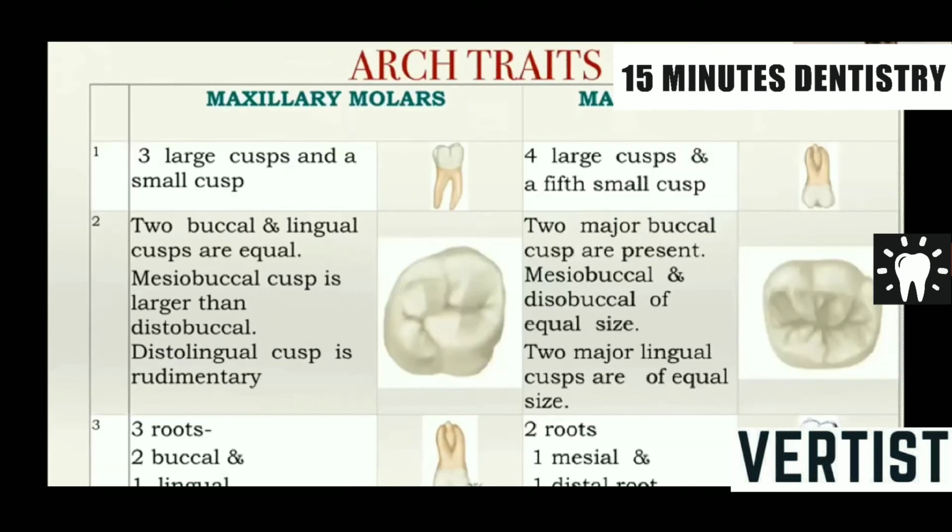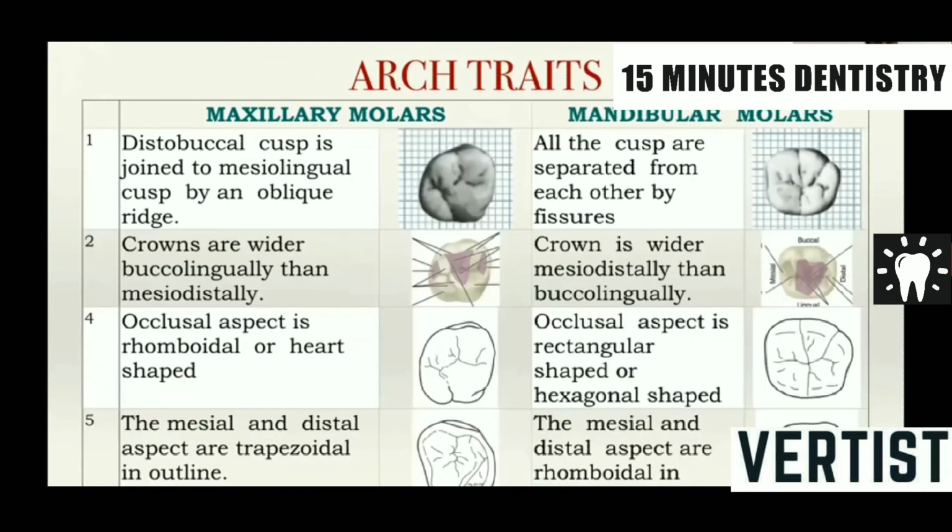Arch traits, maxillary and mandibular molars. Maxillary molars usually have 3 large cusps and a small cusp: 2 buccal, 2 lingual cusps. They usually have 3 roots, 2 buccal and 1 lingual. Whereas the mandibular molars have 4 large cusps and a 5th small cusp. They have 2 major buccal cusps, mesiobuccal and distobuccal, and 2 major lingual cusps of equal size. They have 2 roots, that is, 1 mesial and 1 distal.